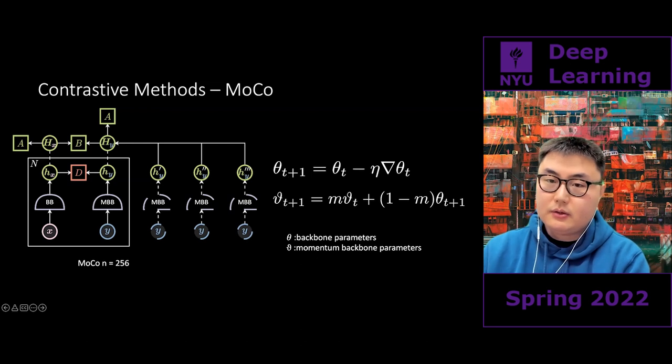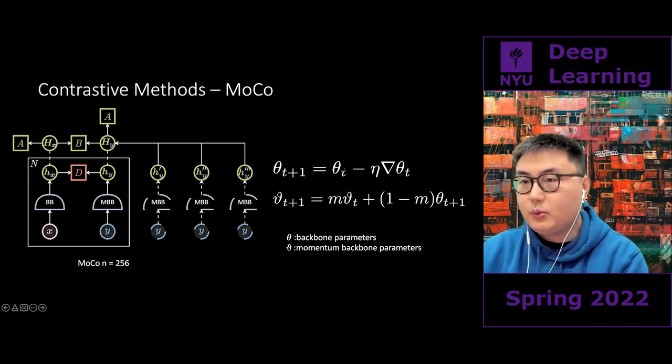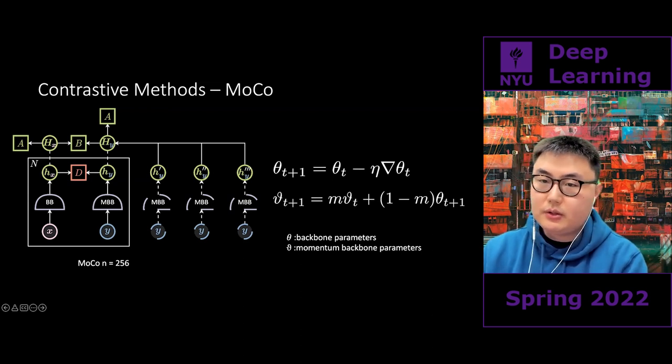But it's how you update it. Let's say the optimizer is really simple, SGD without momentum and weight decay. You just use the last weight minus the learning rate times the gradient of theta t. That's how you update every backbone network.